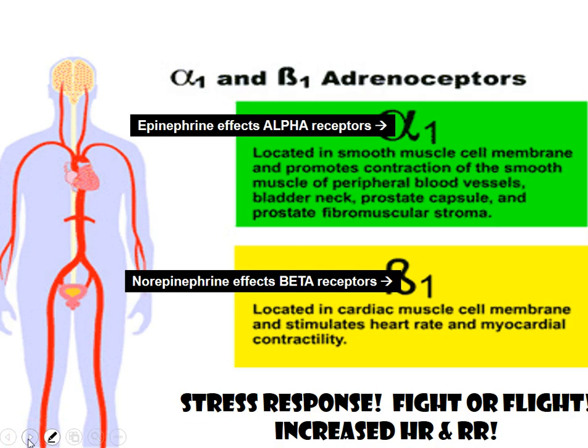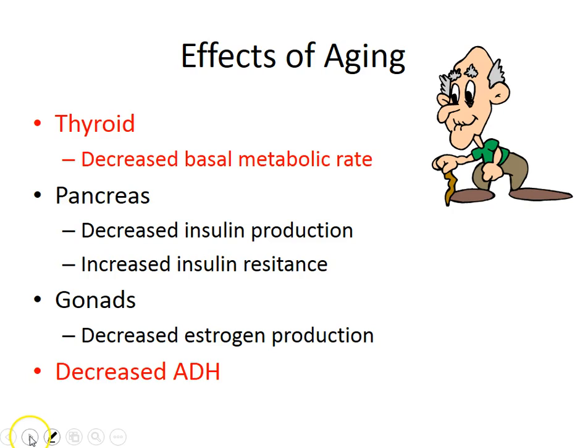When we talk about some of the catecholamines, and you'll see this more when we get to the cardiac system, epinephrine affects alpha receptors, where norepinephrine affects beta receptors in the cardiac muscle. This is part of our stress response, or our fight or flight response, and this is where you will get your increase in heart rate and respiration rate.